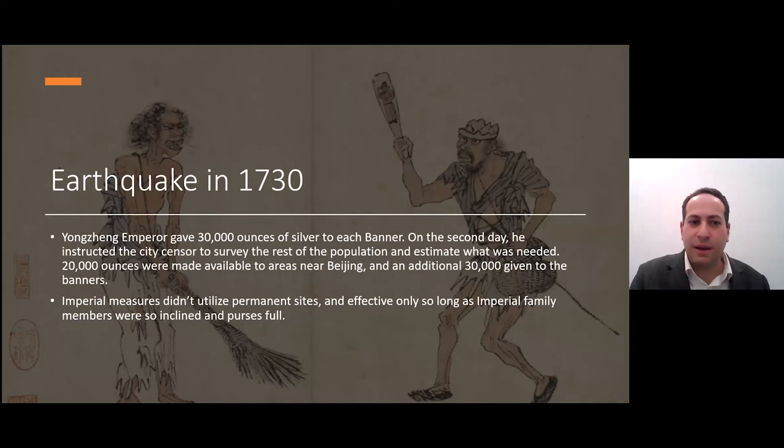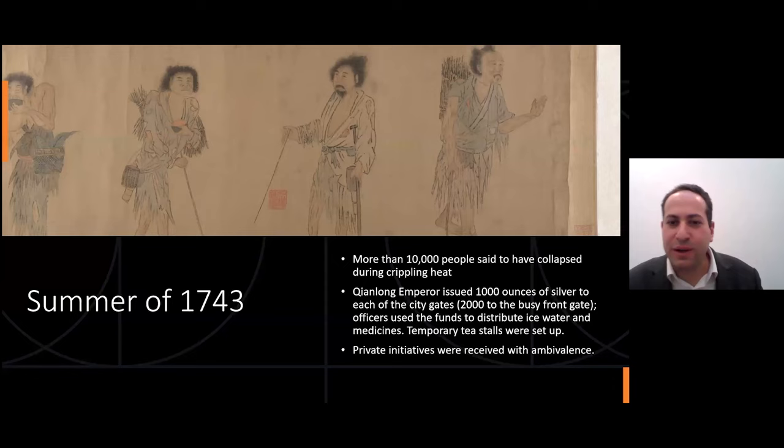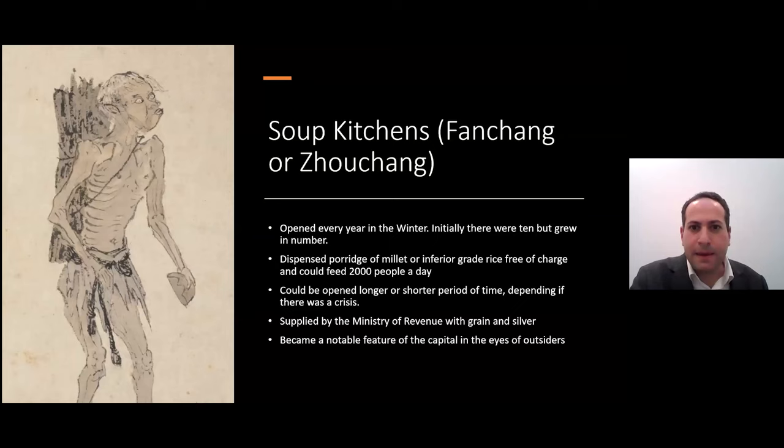And in the summer of 1743, we hear that 10,000 people were said to have collapsed during a crippling heat wave. The Qianlong emperor issued 1,000 ounces of silver to the city gates to give them ice water and medicines and things like that. There were soup kitchens, Fanchang or Zhouchang. They opened every year in winter, initially 10, but grew in number. They dispensed porridge and millet, free of charge. They could feed 2,000 people a day. So there was some sense of welfare. They could be opened for longer or shorter periods of time, depending on the crisis.